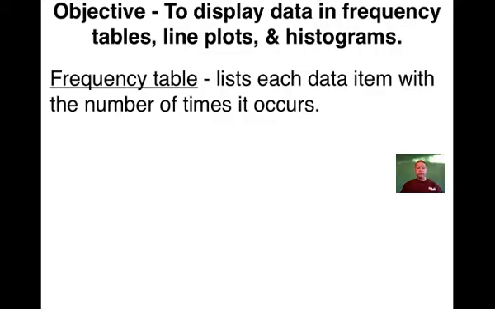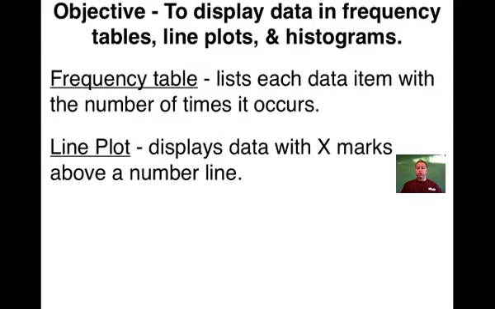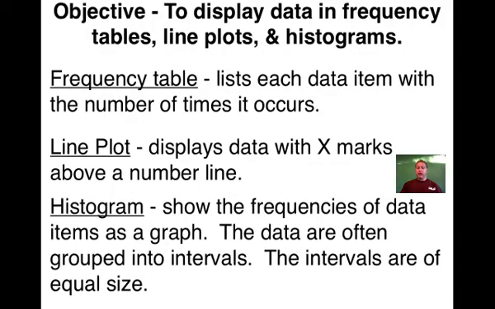First thing we have are frequency tables. They list each data item with the number of times it occurs. A line plot displays data with X marks above a number line. And a histogram shows the frequency of data items as a graph. The data are often grouped into intervals, and the intervals are of equal size.